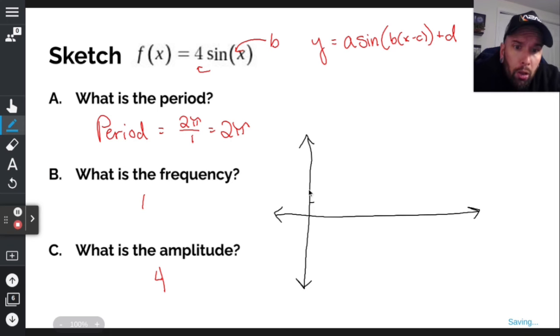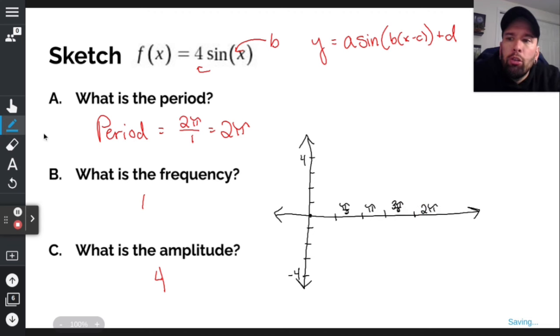1, 2, 3, 4. 1, 2, 3, 4. It peaks out at 4. It bottoms out at negative 4. This is sine, which starts at 0, 0. It'll peak out at 4, and that will happen at pi over 2. And then it'll come down at regular pi and cross the x-axis, bottom out at negative 4 at 3 pi over 2, and then repeat the process at 2 pi.